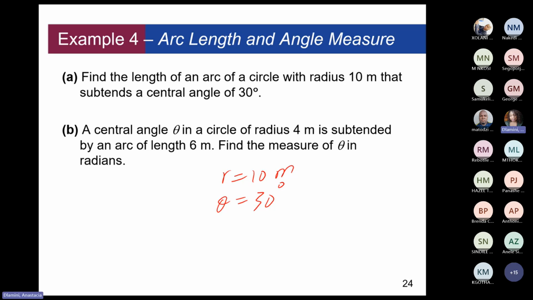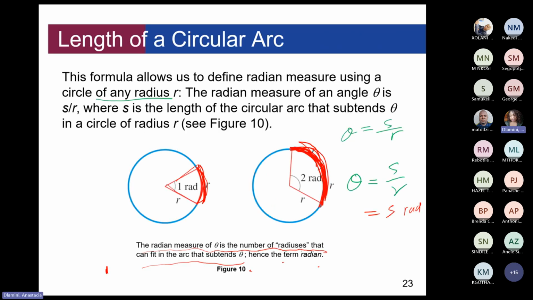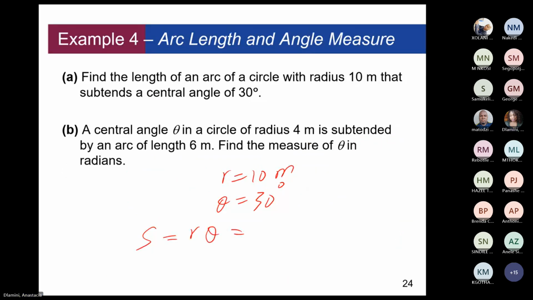So what is the formula for the arc length? If you go back, the formula for the arc length is that one. Please help me: S is equal to R theta. Help me to substitute. 30 degrees times 10. I'll punish everyone here. Why? Because you said we must use radians instead of the angle in degrees.